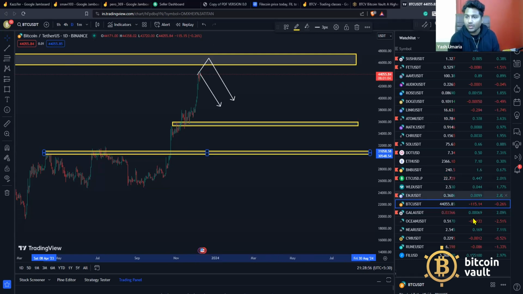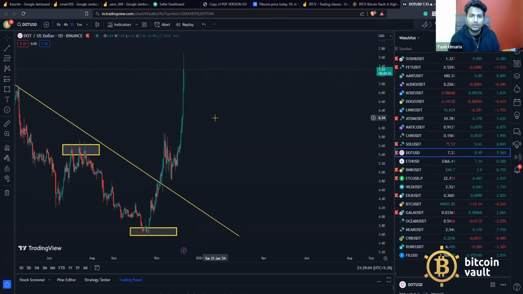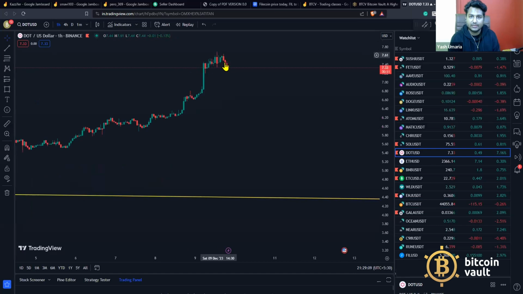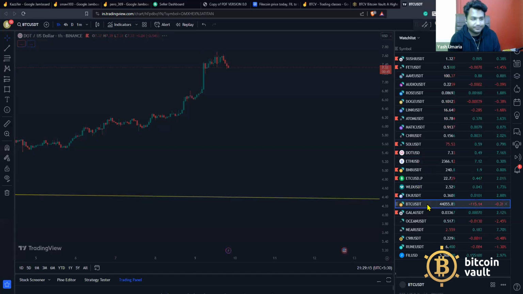Almost every coin has slowed down, I believe. Even DOT, which had moved up, is now slowing down. You can clearly see the movement. And if BTC goes down, of course, every other coin will move in the downward direction.